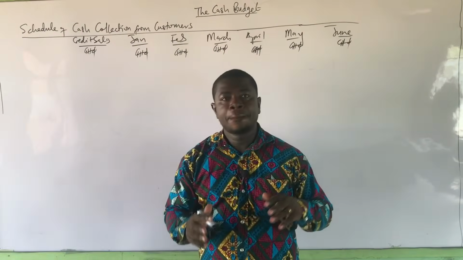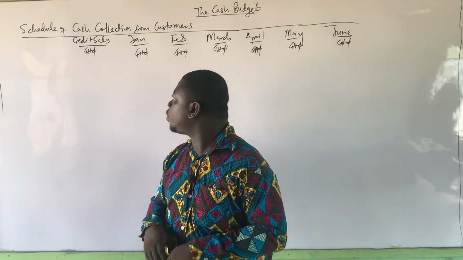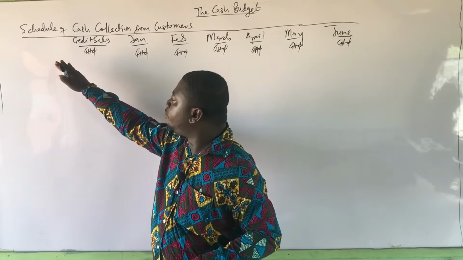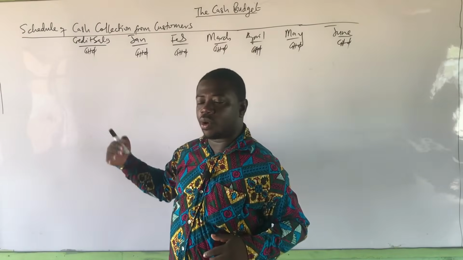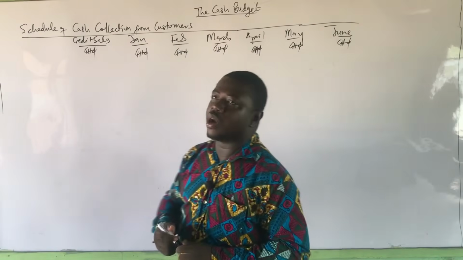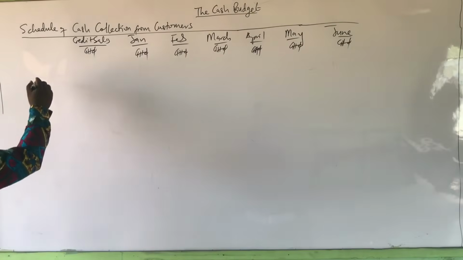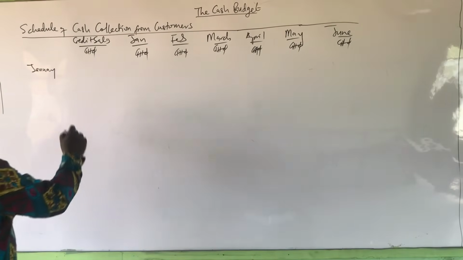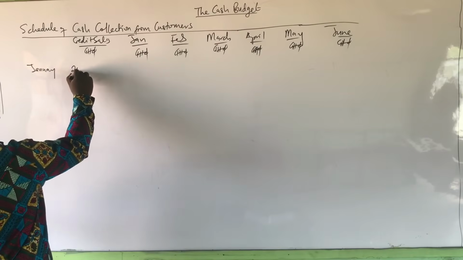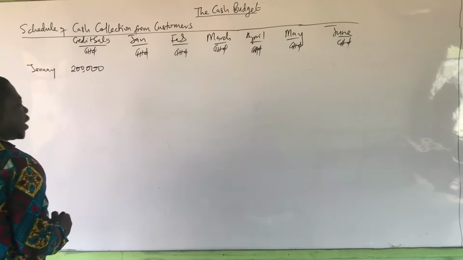All right, so this is what we are going to do. We are going to break each month's sales and collect it. We are told they collect them in percentages. So we are going to start from the month of January. The credit sales for January, all sales are on credit, and so that is 200,000 Ghana cedis.